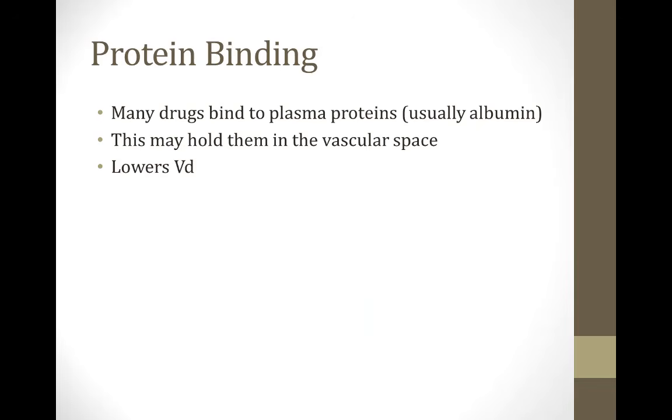Many drugs bind to plasma proteins, and the protein that they usually bind to is albumin. And this can hold them largely in the vascular space. It won't entirely hold them in the vascular space because some of the drug will not be bound. But the more of it that is bound, the more that gets hung up in the vascular space. And this is a feature that can lower the volume of distribution for a drug.